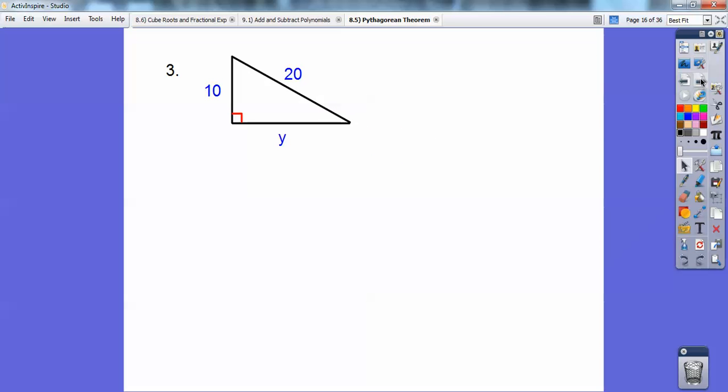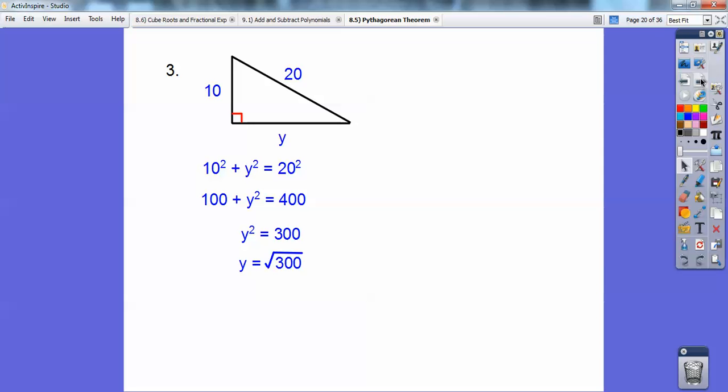Okay, here you're not going to get a nice whole number. We're going to get a simplified radical answer. Remember that from the last two sections, section 8.4 part 1 and part 2. All right, so 10 squared plus y squared equals 20 squared. 10 squared is 100. 20 squared is 400. You're going to subtract 100 from both sides and get 300. Then I'm going to square root 300.